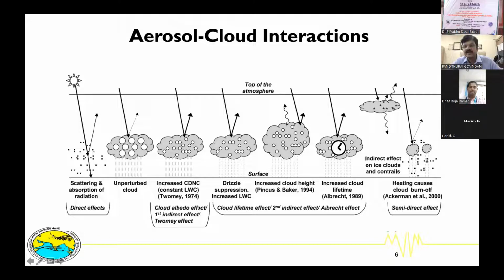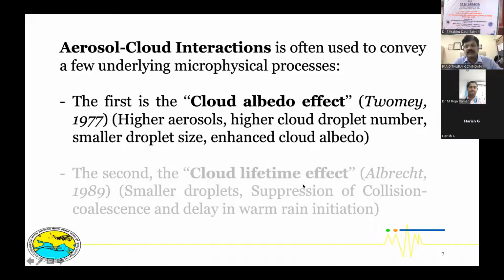So I'll come to this in detail. Then when there are absorbing aerosols, they can even inhibit cloud formation and can burn off the cloud, which is a semi-direct effect.